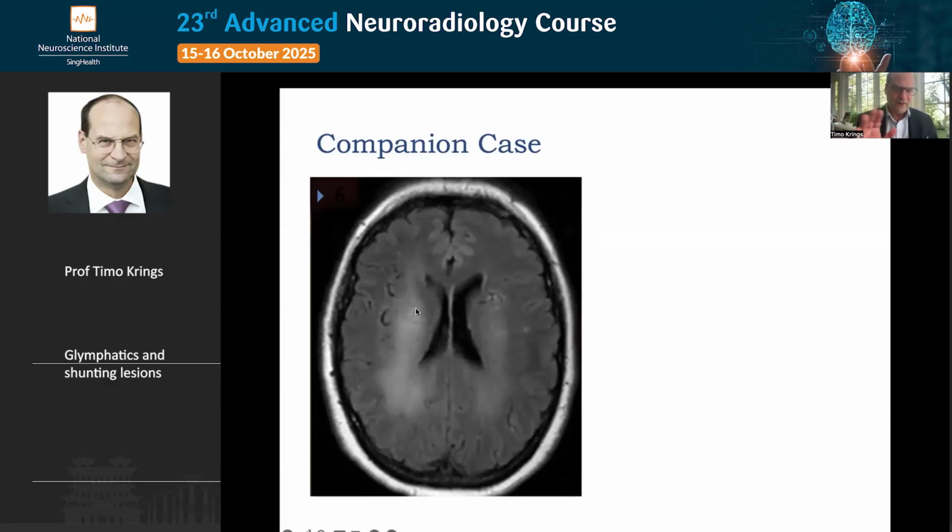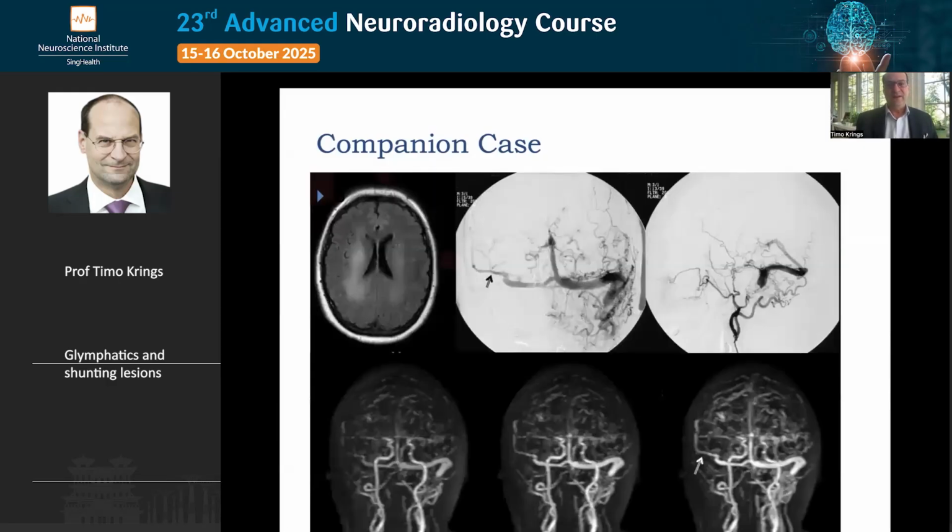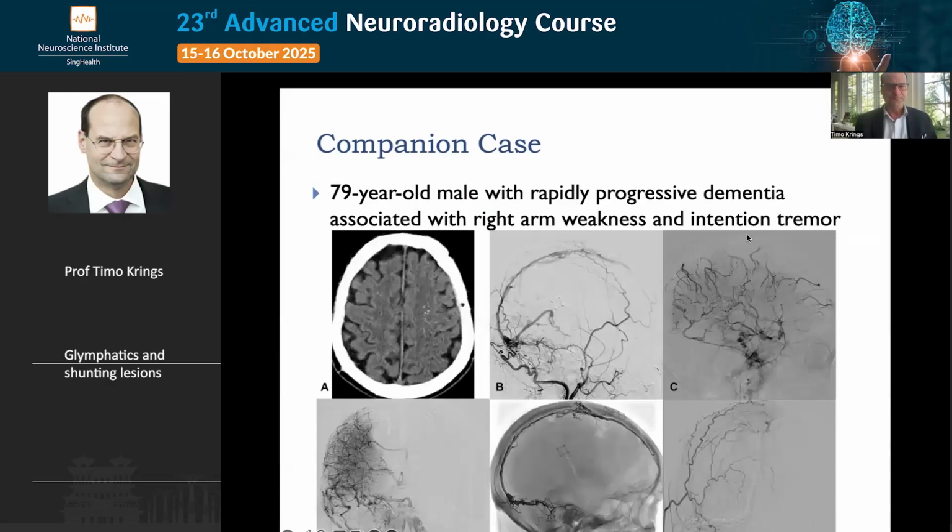But this is not your classical vascular leukoencephalopathy, it's not speckled, but more confluent. And we see abnormal vessels right here. So we speculated that this patient has indeed some form of venous congestion that was then verified after angiography. You see again the significant reflux into the transmedullary veins right here.